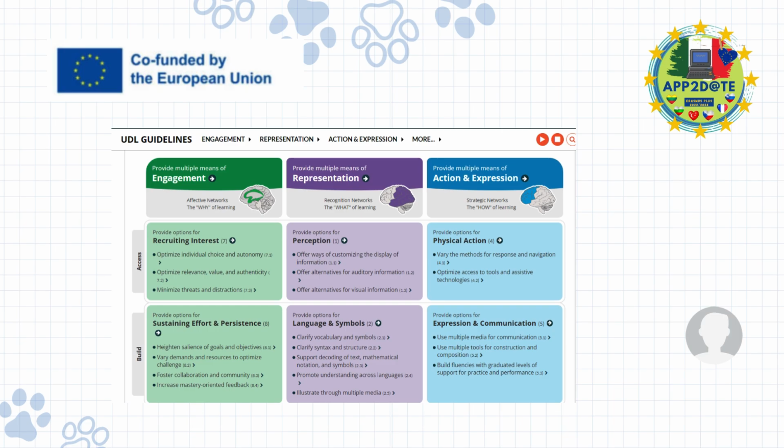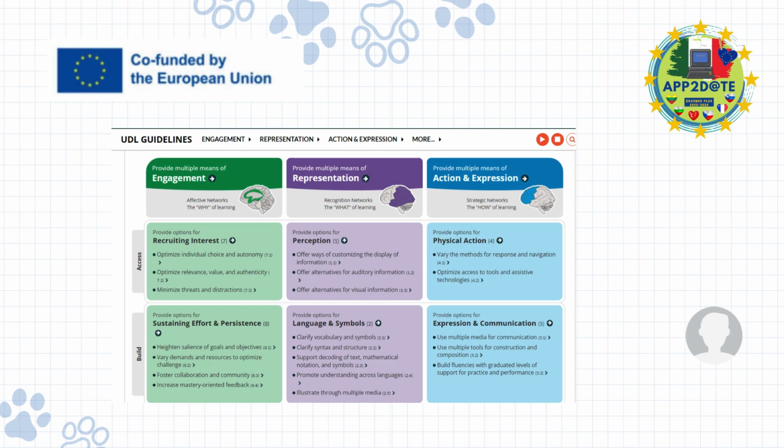So we have to provide options for recruiting interest, optimize individual choice and autonomy, optimize relevance, value, and authenticity, minimize threats and distractions. Then we have sustaining effort and persistence, heightened salience of goals and objectives, varied demands and resources to optimize challenge, foster collaboration and community, increase mastery-oriented feedback.